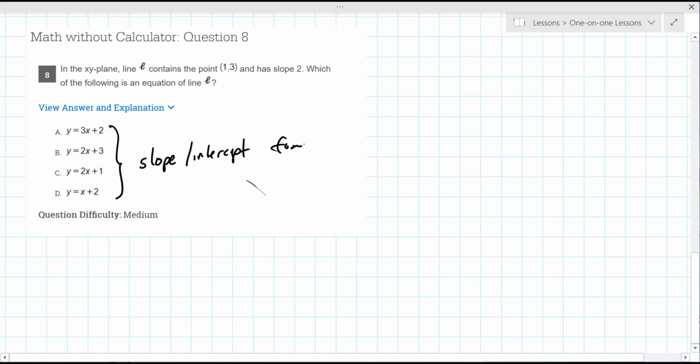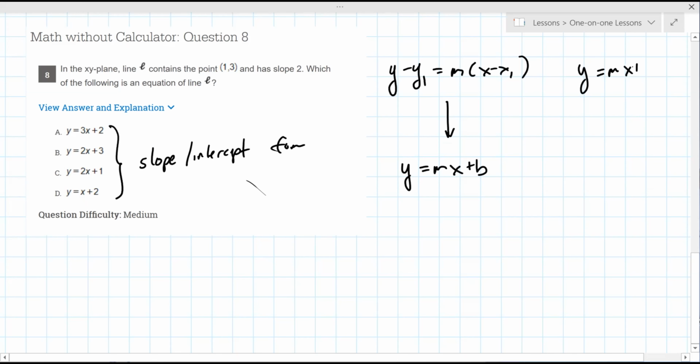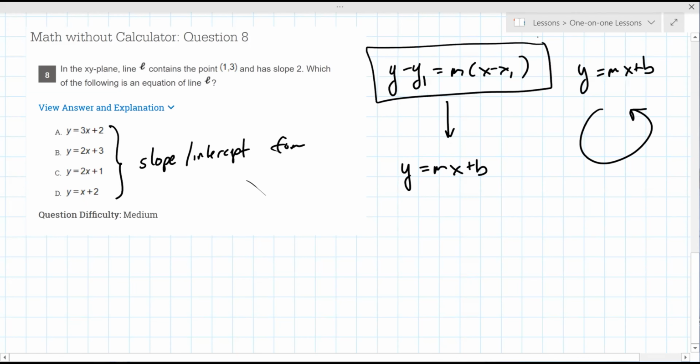So you have to go from, and there's two possibilities. You can go y minus y1 equals slope times x minus x1, and then go to y equals mx plus b form. Or you can start with y equals mx plus b form and just manipulate it to get what you want. My recommendation is to start here because you have a point and you have a slope. So let's try that here.